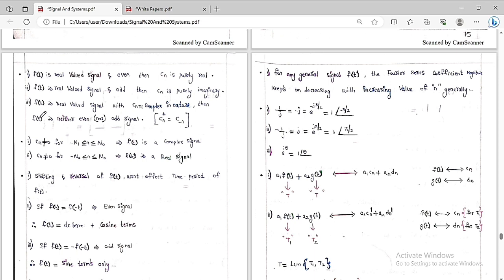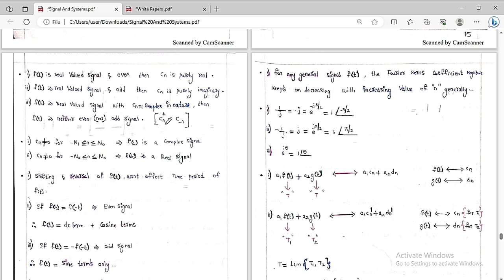Suppose f of t is a real value signal without any symmetry, so it is neither an even signal nor an odd signal. Then a0 is not equal to 0, an is not equal to 0, and bn is not equal to 0. So Cn is equal to an by 2 minus j into bn by 2, and therefore Cn is generally complex in nature, meaning the real part is present and the imaginary part is also present.